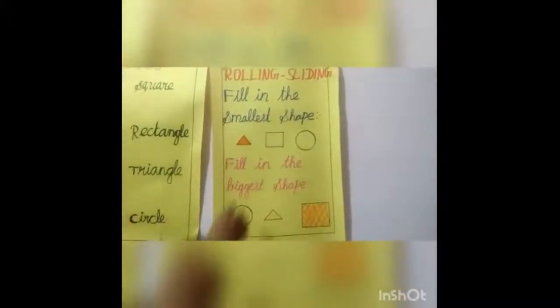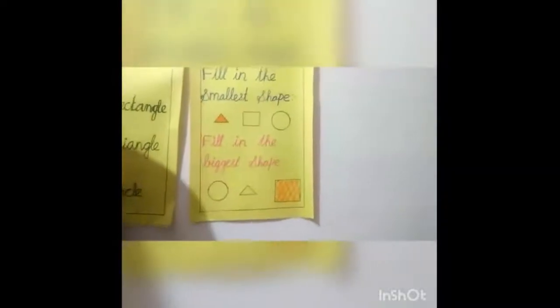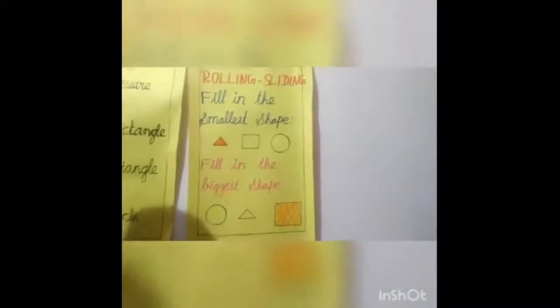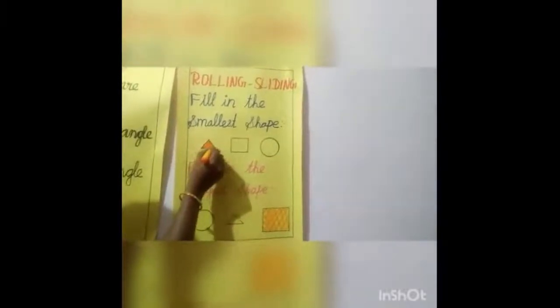Next I ask the question. Fill in the smallest shape. What is that? Fill in the smallest shape. I give 3 shapes here. Triangle, square, circle. What is that? Which one is the smallest shape? Yes, triangle is the smallest shape. I shade the triangle. Okay, children, do you understand the smallest shape?